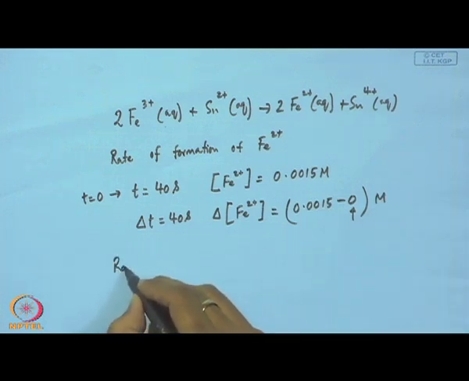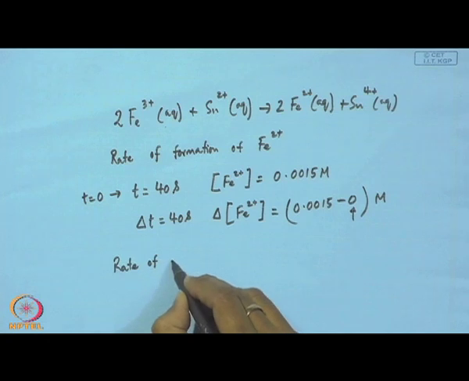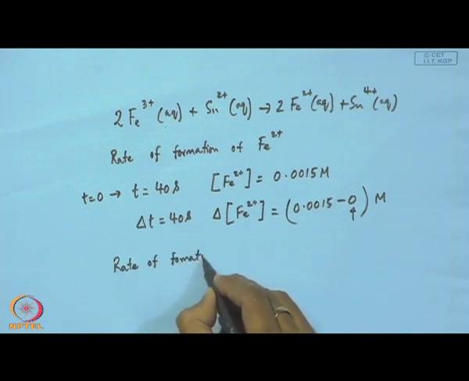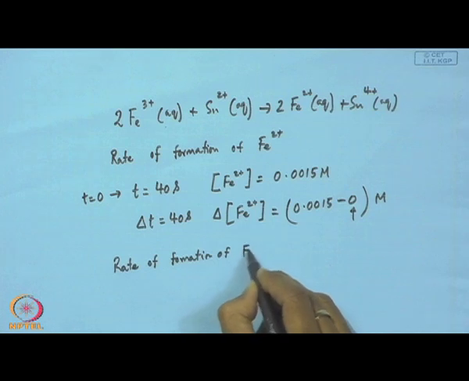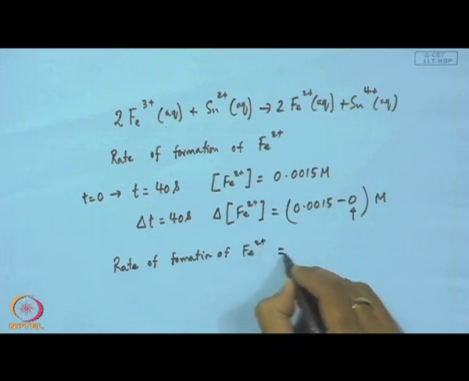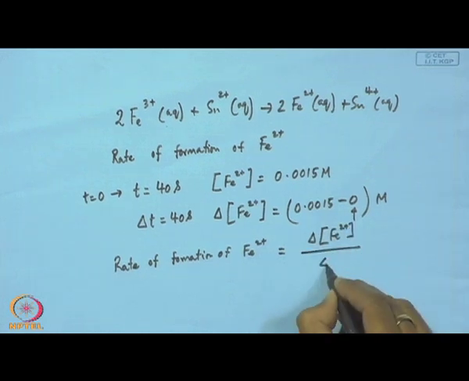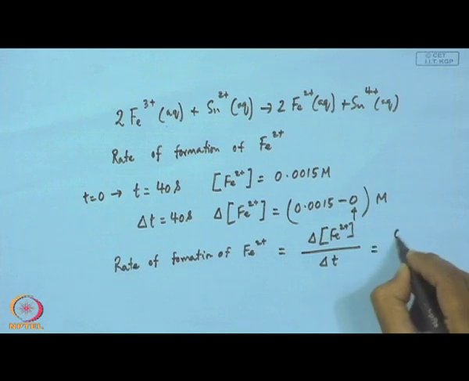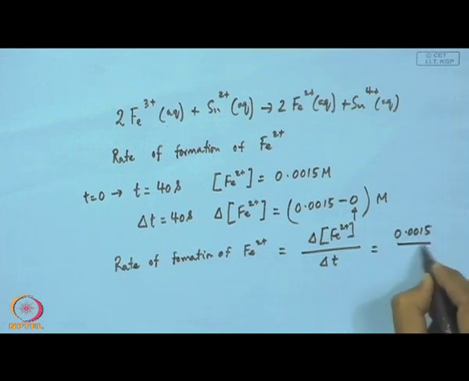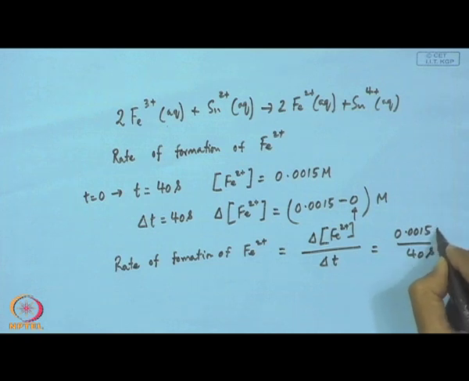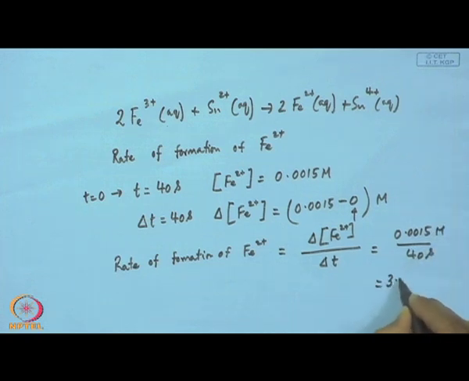So, the rate of formation of Fe2+ is equal to delta [Fe2+] divided by delta t, which is equal to 0.0015 molar divided by 40 seconds, and this gives you 3.75 × 10^-5 mole second inverse. So, this way we can find out the rate of formation of Fe2+.